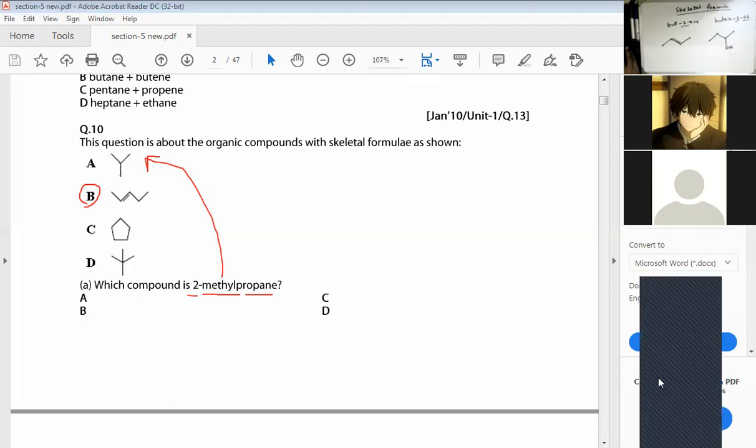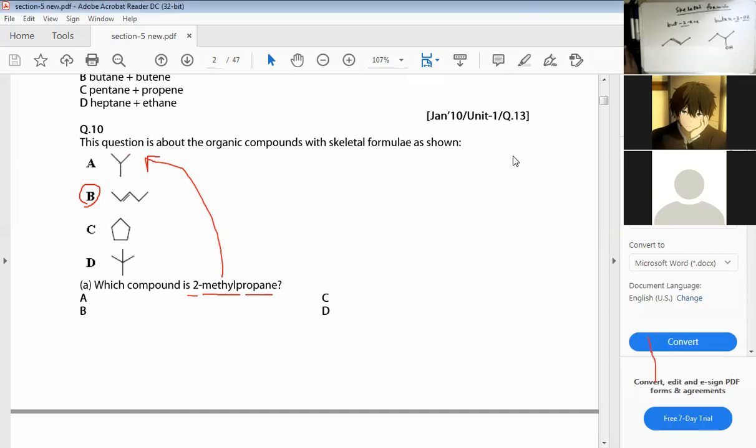What is the name? Tell, please. Sir, I don't know. Try. Tasin, you can try. This one, pent-2-yne. Look at Talal.